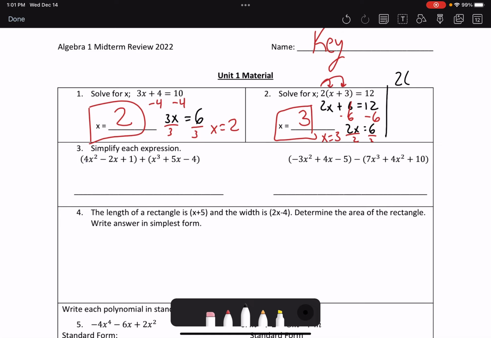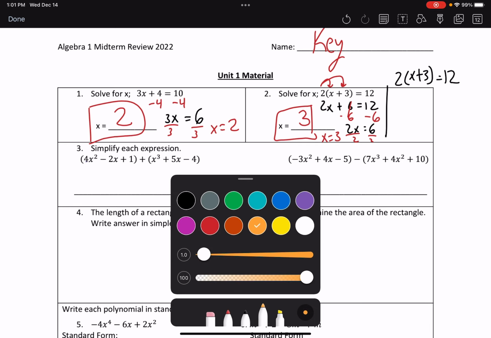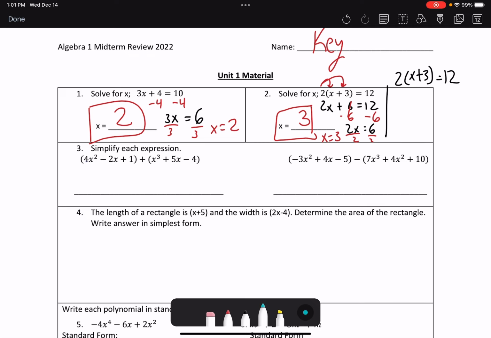I could say 2 times (x plus 3) is equal to 12 again. So that's the same equation that I'm starting off with. Now, instead of distributing that 2, I know that whole left side is multiplied by 2, so I'm going to do the inverse operation and divide both sides by 2. That's going to leave me with x plus 3 is equal to 6. Last step is to subtract 3 on both sides, which also leaves me with x equals 3. So it doesn't matter which way I solve it, I'm going to get x equals 3 both times.